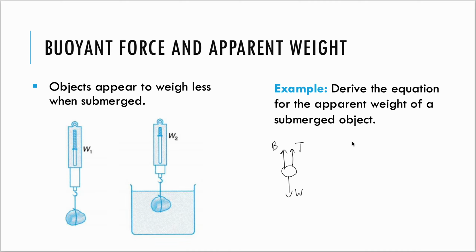Now we want to set up Newton's second law. We know that the object is in equilibrium, so the sum of all the forces in the y direction is equal to 0. Calling B and T positive because they're going up, we're going to add them. Then we're going to subtract the weight since it's going down. That's going to equal 0. If we are solving for the apparent weight, which is T, then we're going to get T is equal to W minus B. And this shows us that the apparent weight, when submerged, is less than the actual weight because we can see that it's weight minus the buoyant force.